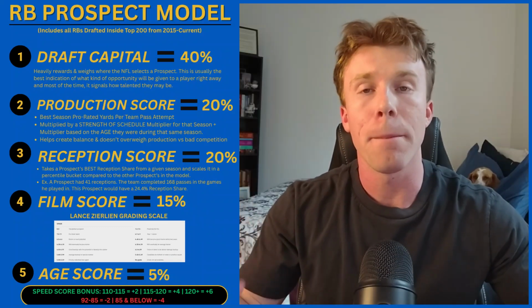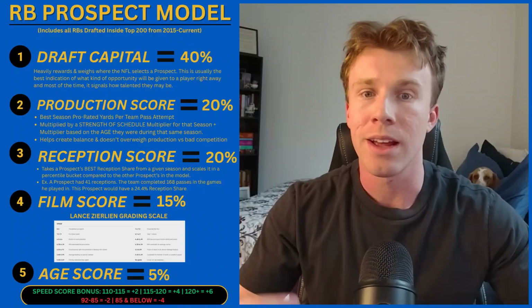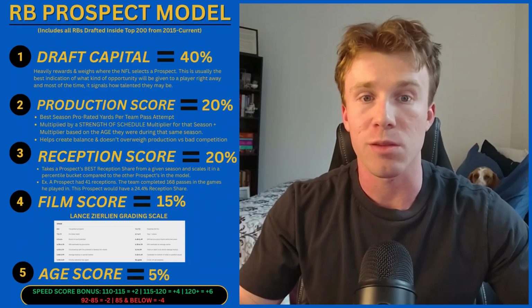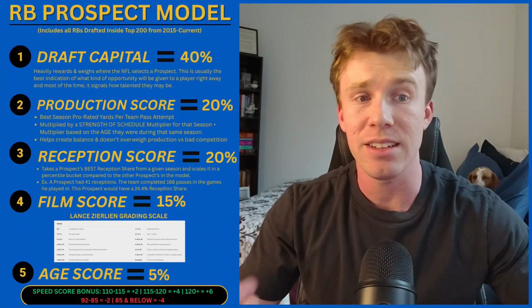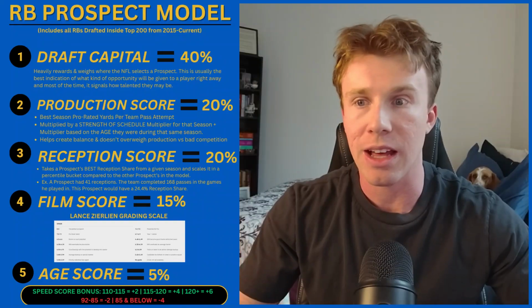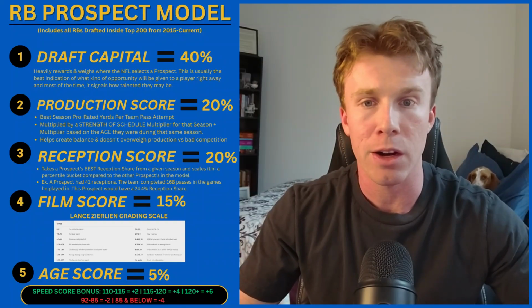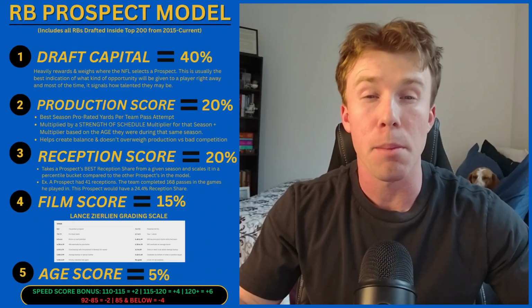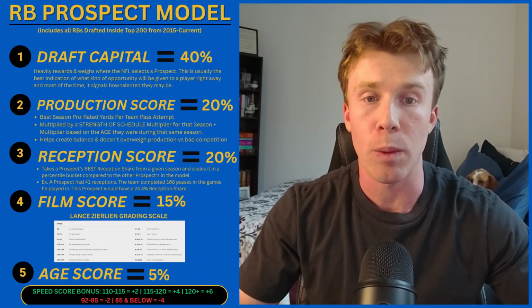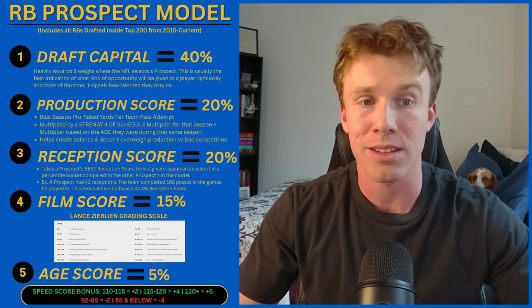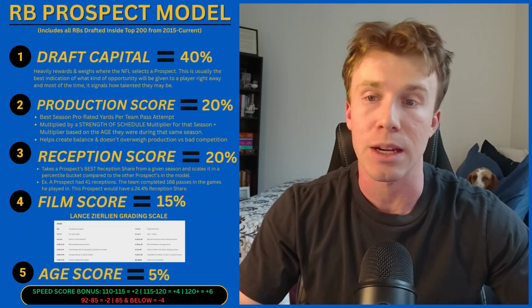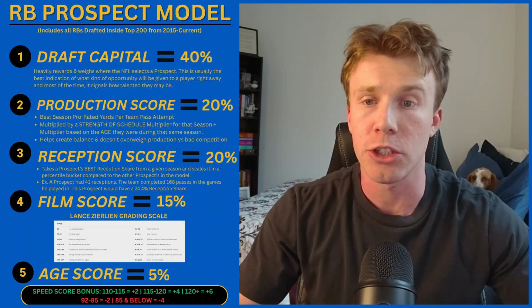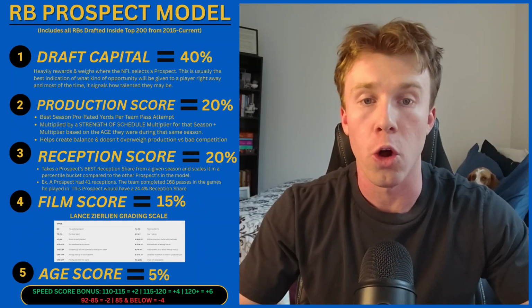So the first and most important metric in my model is, of course, like most people's, draft capital. This is weighted at a whopping 40%, and it's easily the most important variable. Obviously, the higher a draft pick that a team spends on a player, the more opportunity that they will get right away. Sometimes it's not always the case, but most of the time it is, so that's why it's so heavily weighted. This is especially important for running backs because there's usually only one of them on the field at the same time, and we need that capital to reassure us that the opportunity and talent are all there.